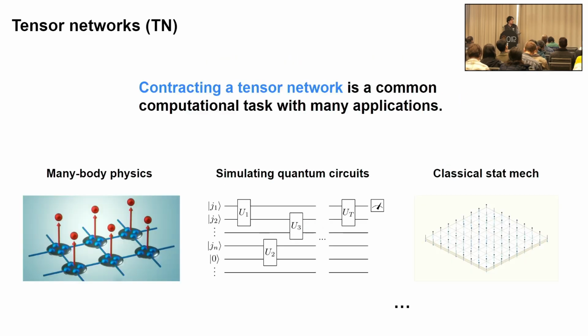So contracting a tensor network is a common computational task with many applications. For example, most commonly, it is used to study many-body physics, where the tensors represent virtual Hilbert spaces to capture entanglement structure. It also has been used in simulation of quantum circuits, where tensors are quantum gates, as well as computing classical partition functions where tensors are expansions of local energies, and other examples include counting inferences and so on.